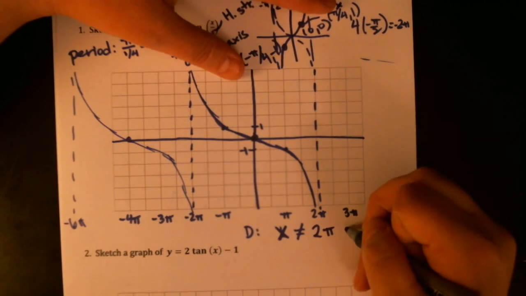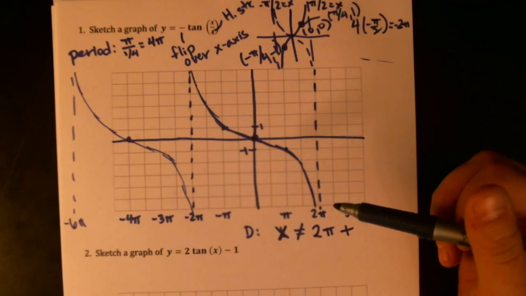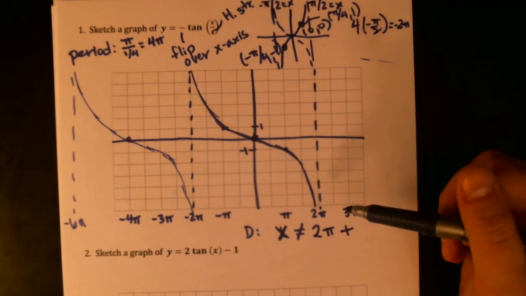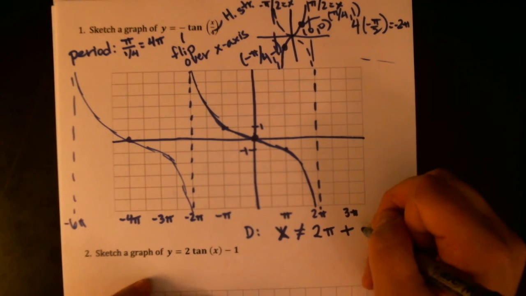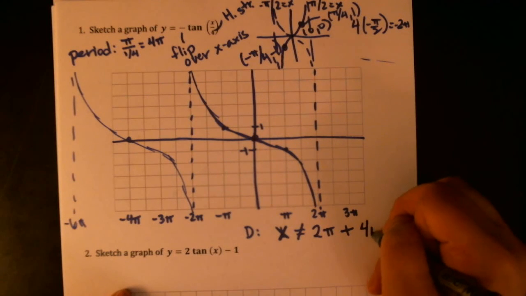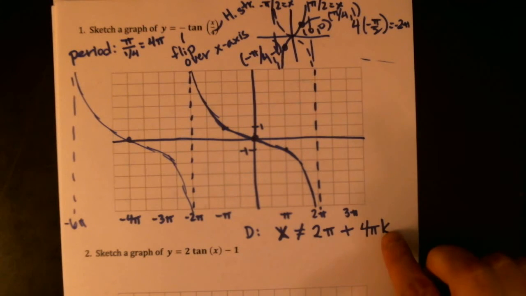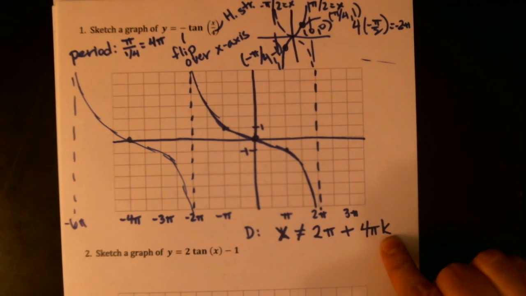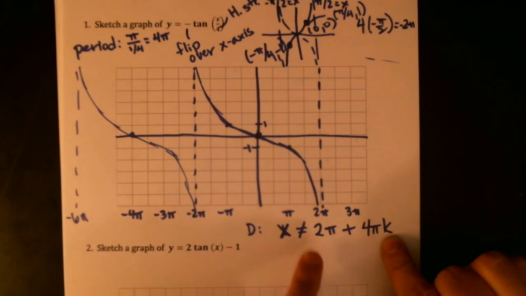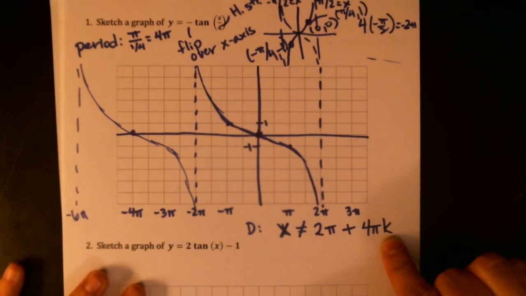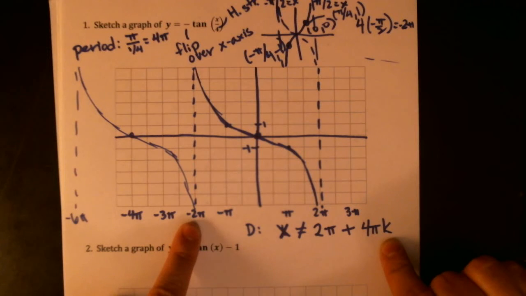And then I want to say not that anything an integer multiple of pi away is bad, but anything that's an integer multiple of 4 pi away. So I'm going to say 4 pi k, or whatever you want to put that in. So notice, you can check yourself. If k is 0, then I get just 2 pi, which is this one. If k is 1, I get 2 pi plus 4 pi. That's the 6 pi that I mentioned. If k is negative 1, I get 2 pi minus 4 pi, the negative 2 pi.